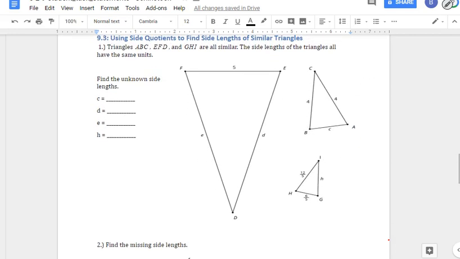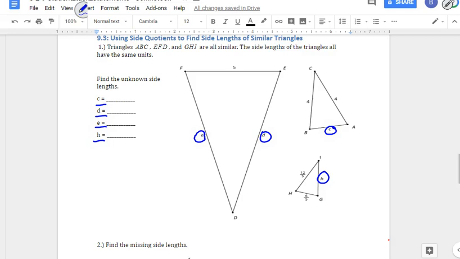Okay, so in this problem, it says triangles ABC, EFD, and GHI are all similar. The side lengths of all triangles all have the same units. And it says we're missing 4 different side lengths, C, D, E, and H. And the first thing I want you to do is locate where those side lengths are. So those are the 4 missing side lengths on this problem.